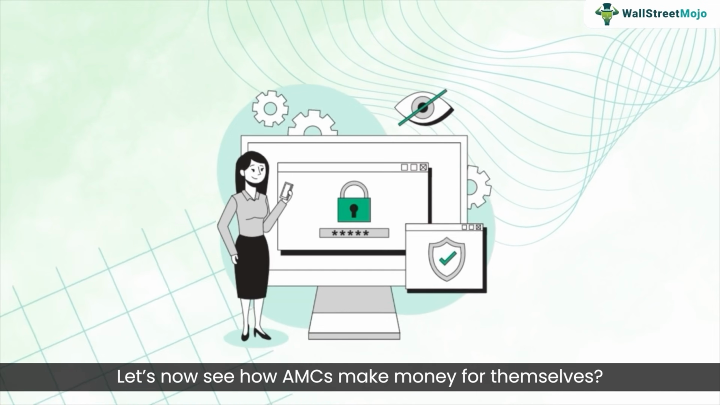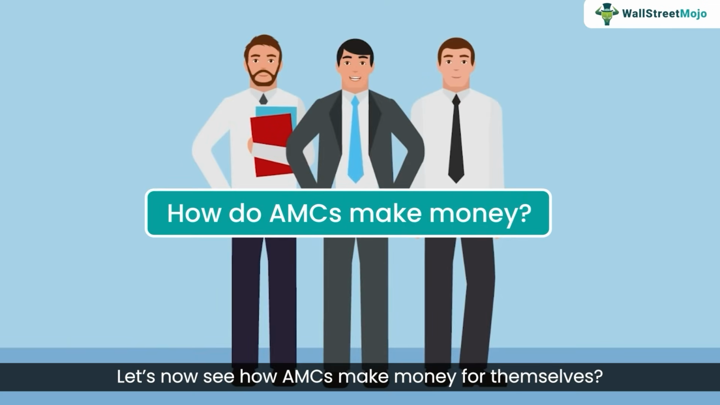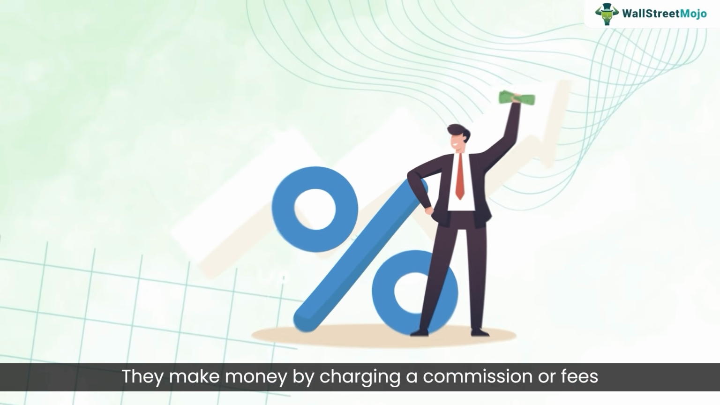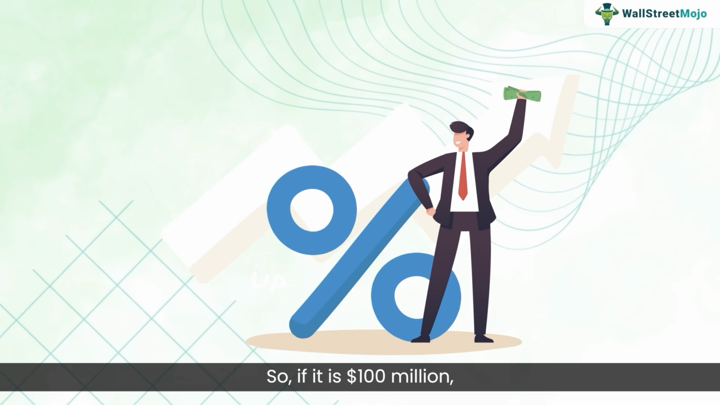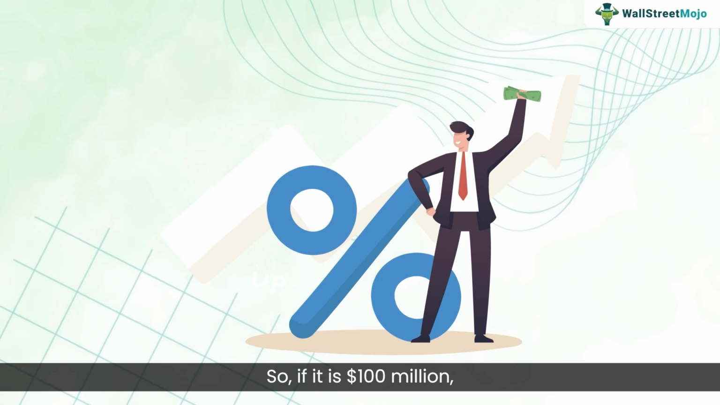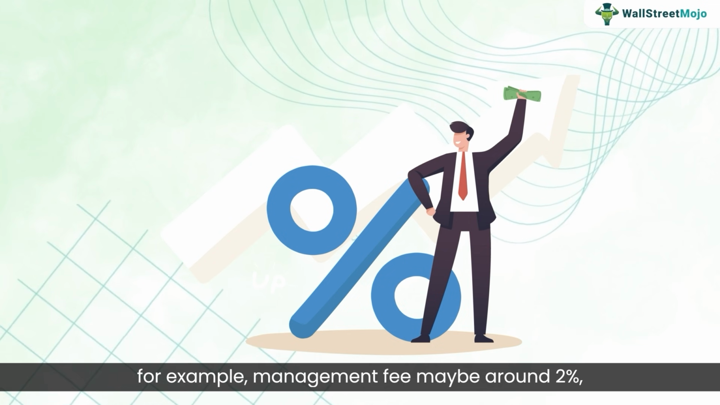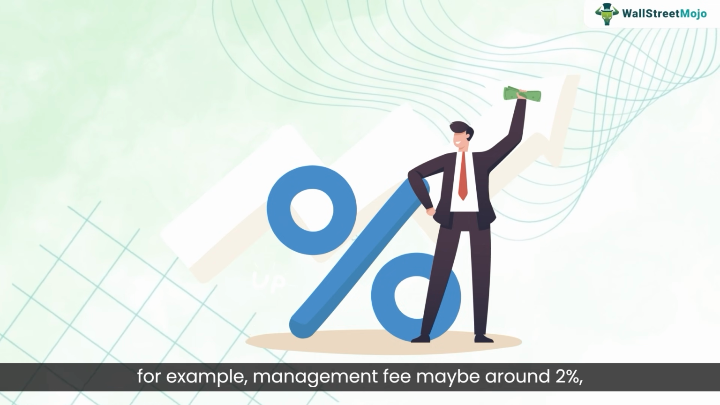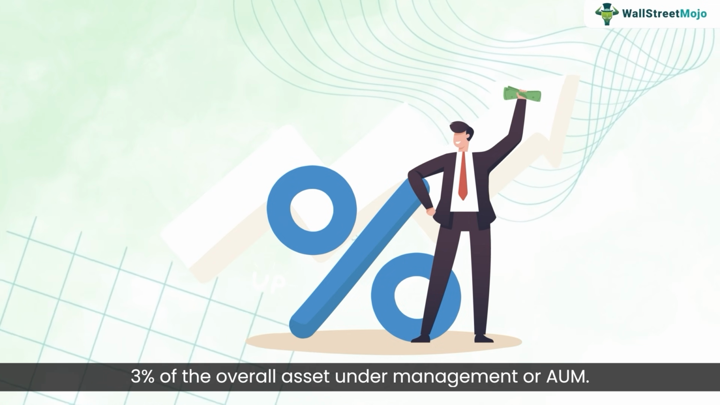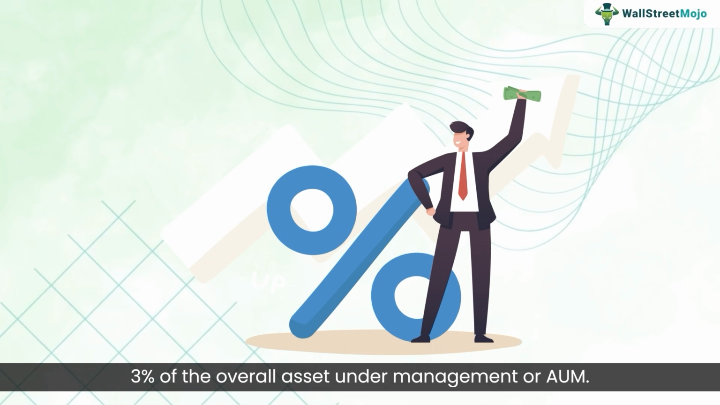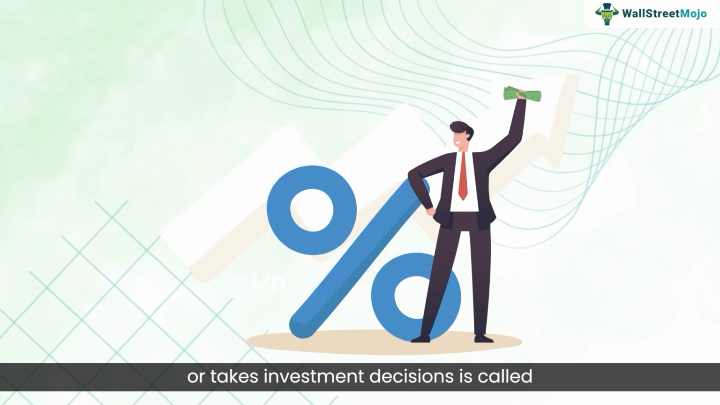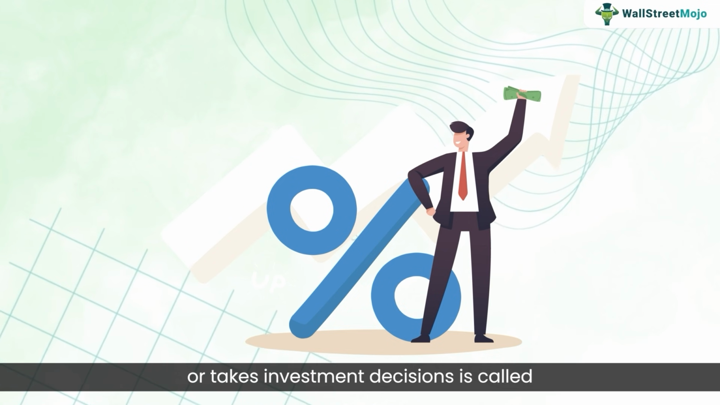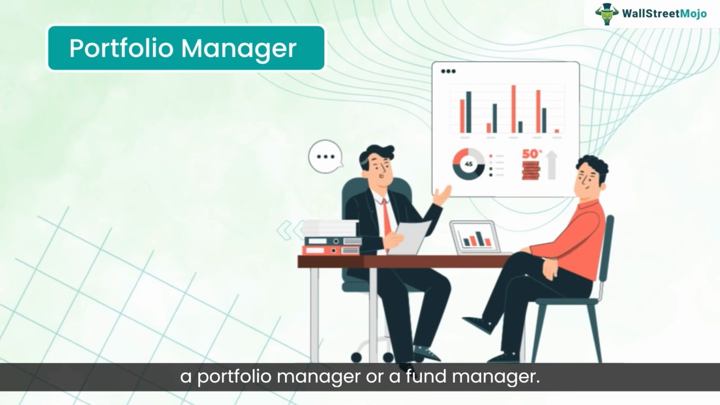So let's now see how AMCs make money for themselves. They make money by charging commissions or fees depending on the size of the fund that they are managing. So if, let's say, the fund size is $100 million, for example, the management fee may be around 2% or 3% of the overall assets under management, or AUM. And the manager who manages the investments or takes investment decisions is called the portfolio manager or the fund manager.